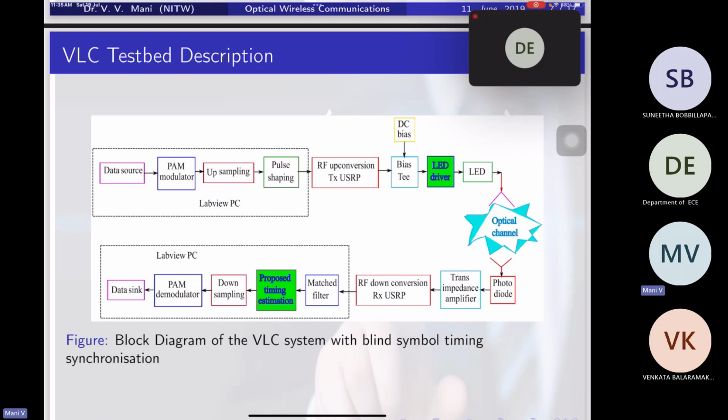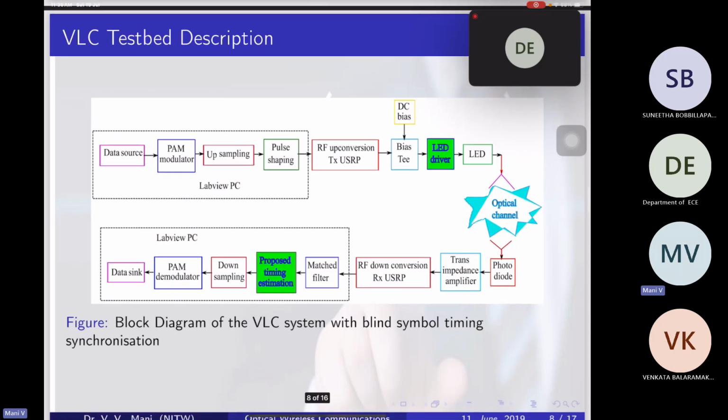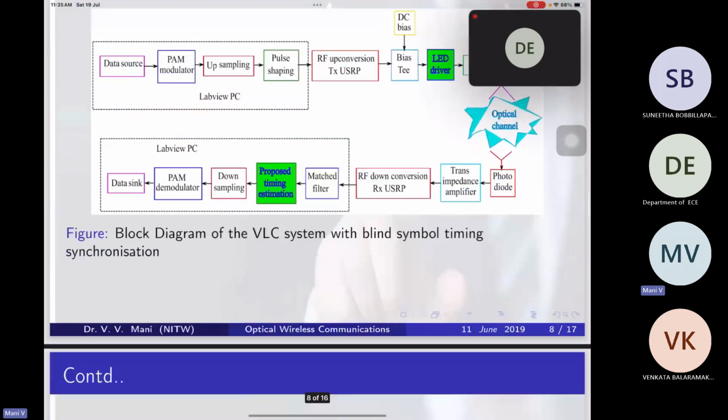Then after that, it gives that output to an antenna, if available. So it radiates into open air. That's what we proposed in our laboratory using a PAM modulator.